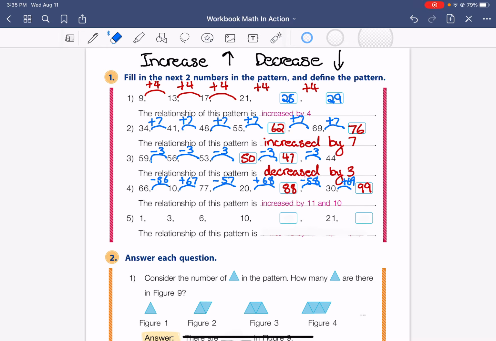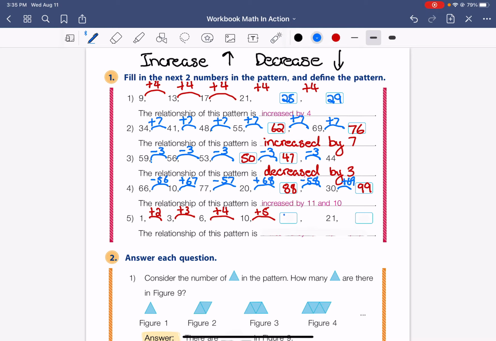So, next one, number 5. We have 1, 3, 6, 10, blank, 21, blank. So, 1 to 3, we plus 2. 3 to 6, plus 3. 6 to 10, plus 4. All right, 10 to blank, plus 5.